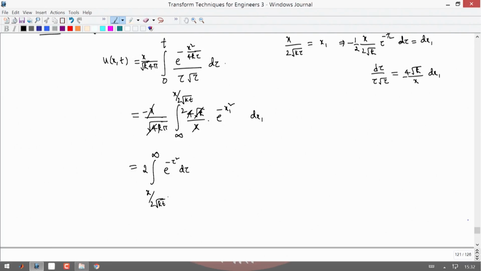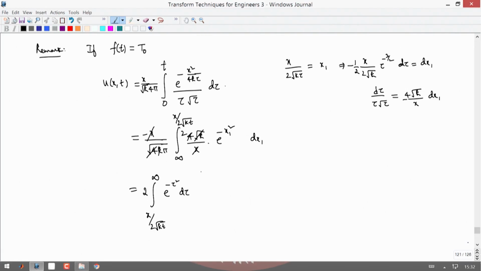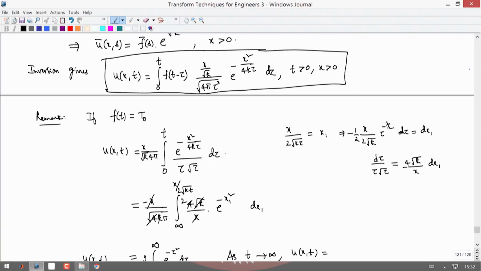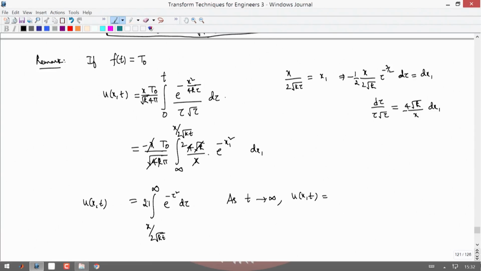So, what you expect as t goes to infinity, as x goes to infinity, for all times, this is what is your u of x t. So, as t goes to infinity, you end up getting u of x t, and I did not write this f of t. In the place of f of t you have to write t naught, which is constant for all times. So, you have 2 t naught times integral, as t goes to infinity this becomes 0 to infinity e power minus tau square d tau.